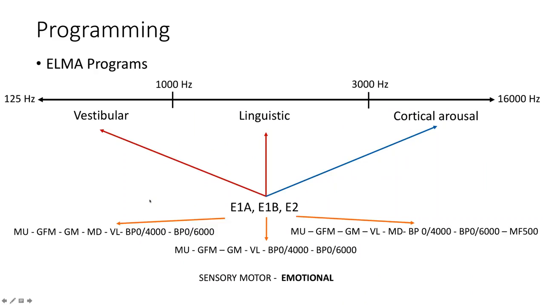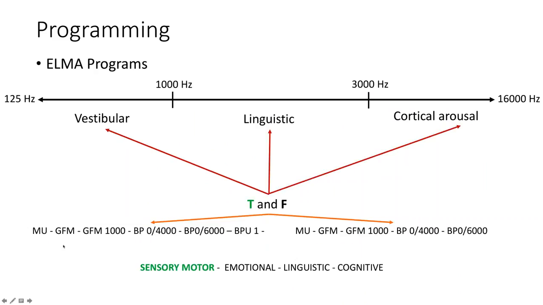So if we take the T and the F program, you know that the T and F work on the three areas: the vestibular, the linguistic, and the cortical arousal areas. Because when we start our programming, we need to work globally on all the frequencies, on all the spectrum of frequencies, because we need to stimulate all the frequencies, since we don't know in which areas we have difficulties.